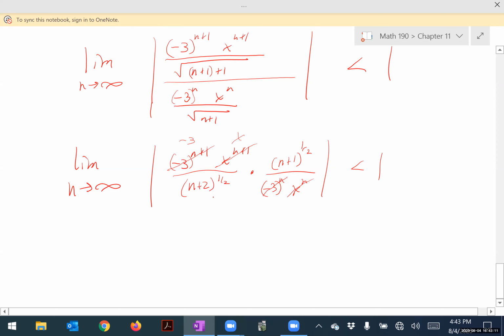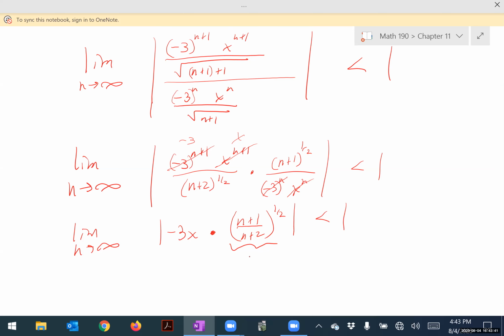Okay. And let's look at that. That's the absolute value of negative 3x times n plus 1 over n plus 2 to the 1/2 power. I want to know the limit as n goes to infinity of this thing. When is that less than 1? Well, what does n plus 1 over n plus 2 go to when I take the limit as n goes to infinity?